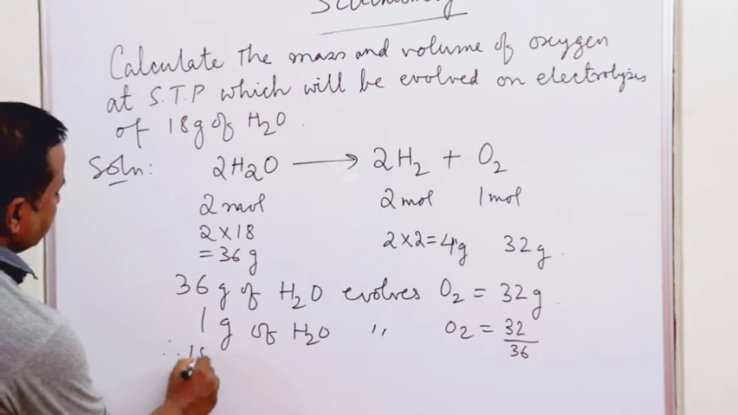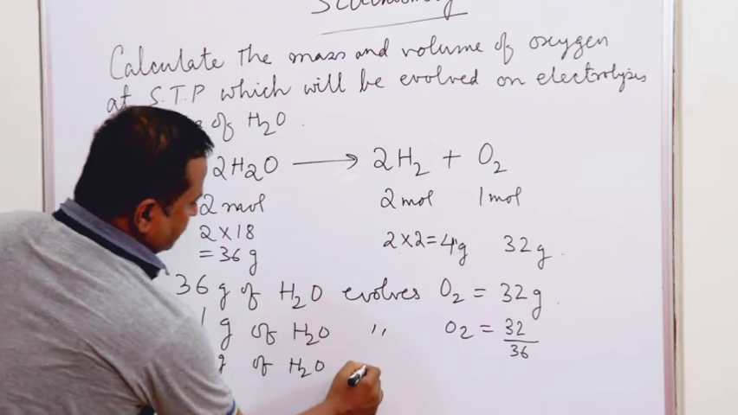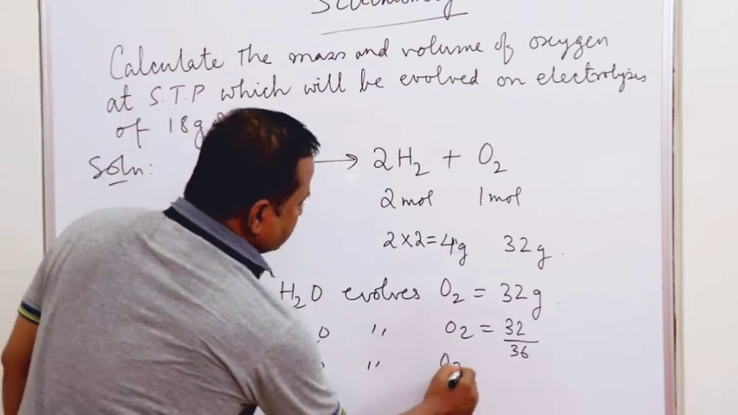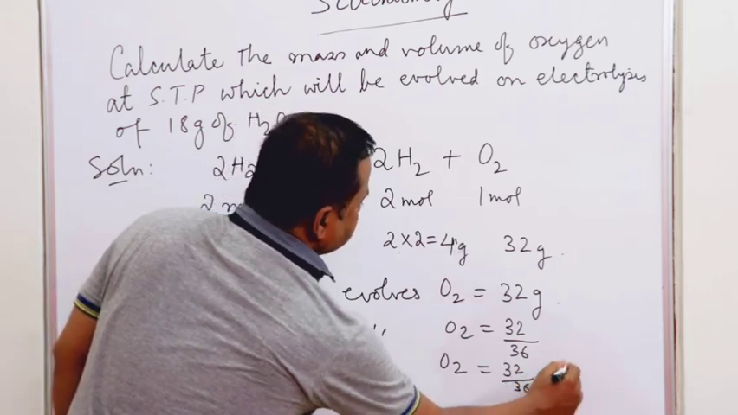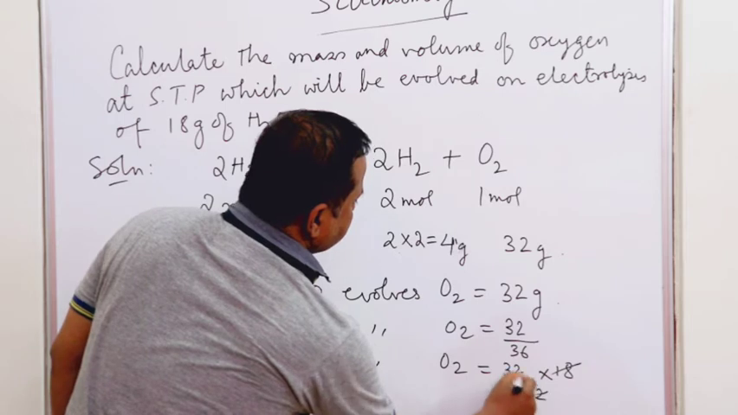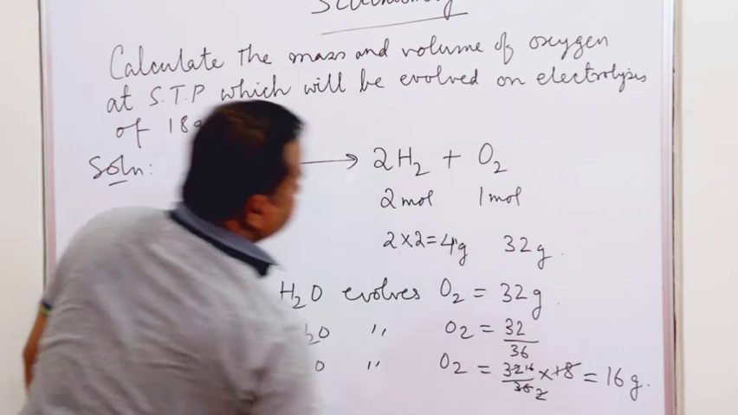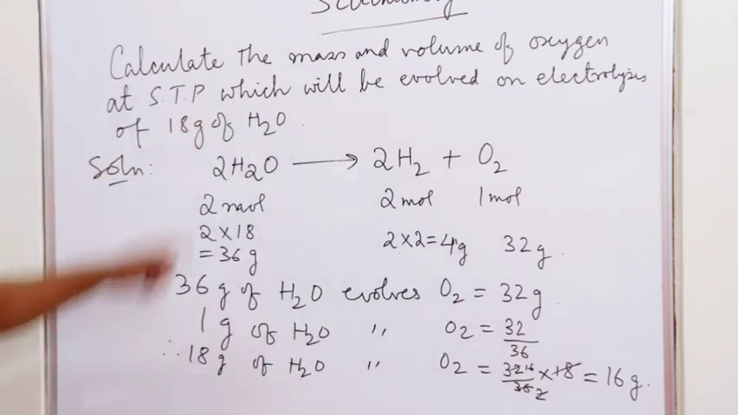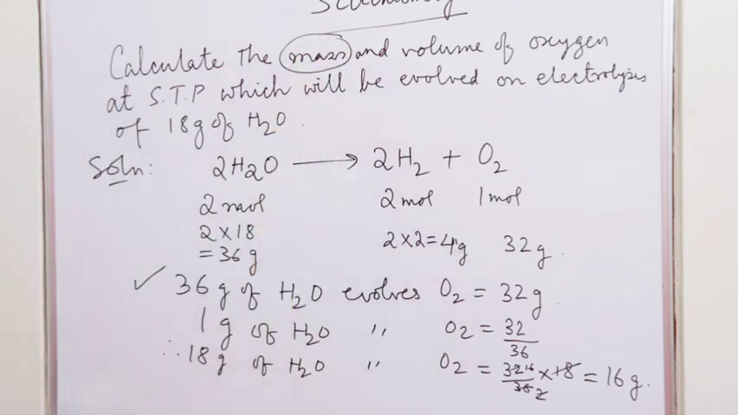gram. Therefore, 18 gram of water on electrolysis evolves oxygen equal to 32 by 36 into 18. So 18 2s are 2, 16s are 16. So the answer is 16 gram. We have found out the mass of the oxygen that will be evolved. Now the second part asks for what?